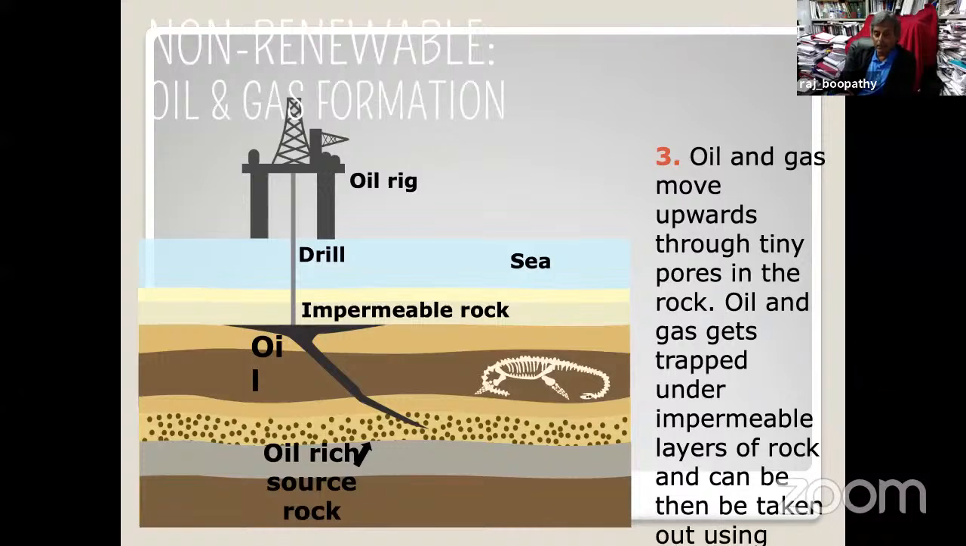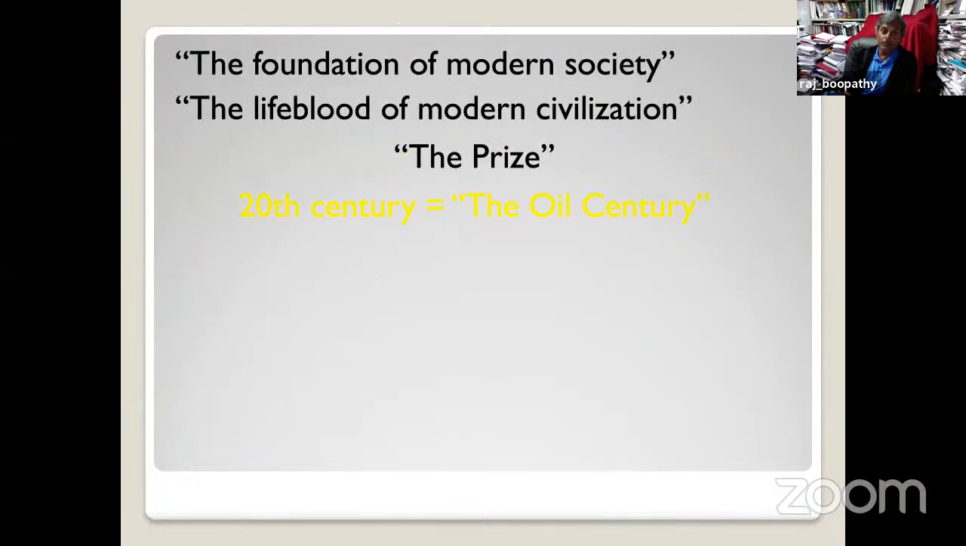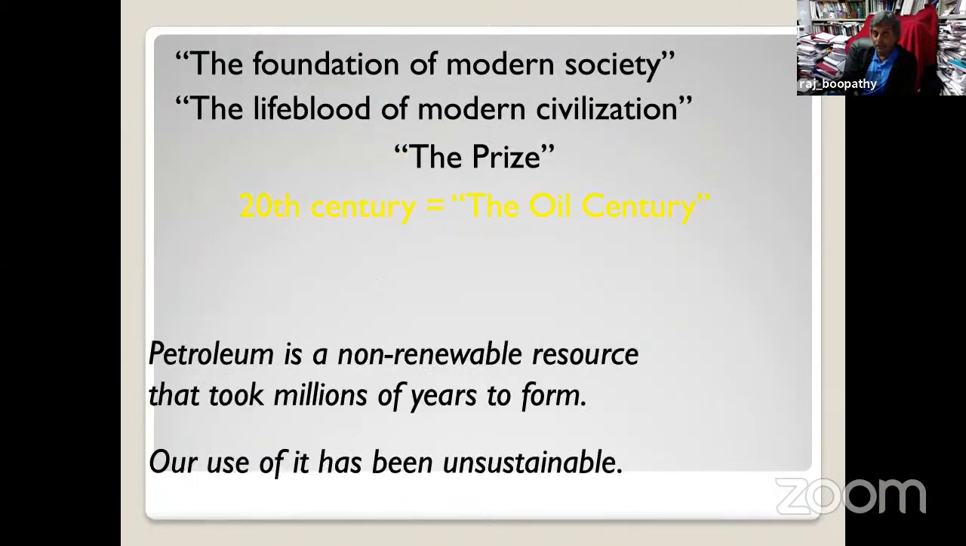Oil has some bad environmental issues because it releases CO2, which has a greenhouse gas effect and causes global warming. We use oil not only for transportation, but also for electricity, heat, turbine propellers, and many industrial uses. It's been running the world for a long time. We call it the lifeblood of modern civilization, the foundation of modern society. The 20th century we call the oil century.